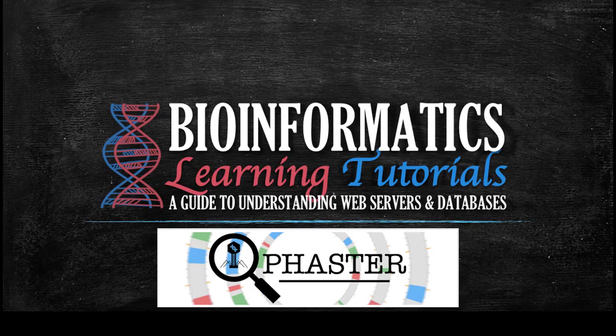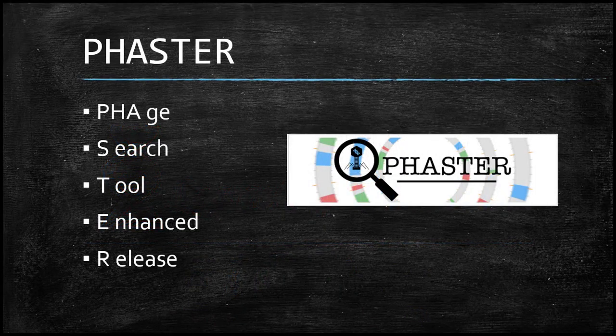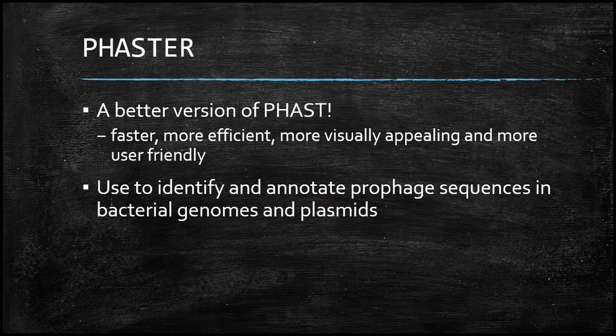Hello everyone. This is a short tutorial on PHASTER. PHASTER stands for Phage Search Tool Enhanced Release and is a significant upgrade to the popular PHAST web server, which provides rapid identification and annotation of prophage sequences within bacterial plasmids and genomes.